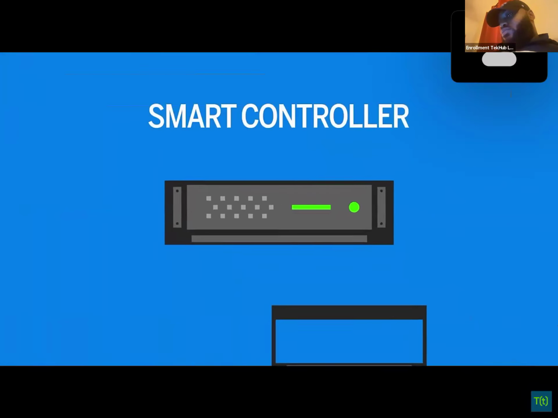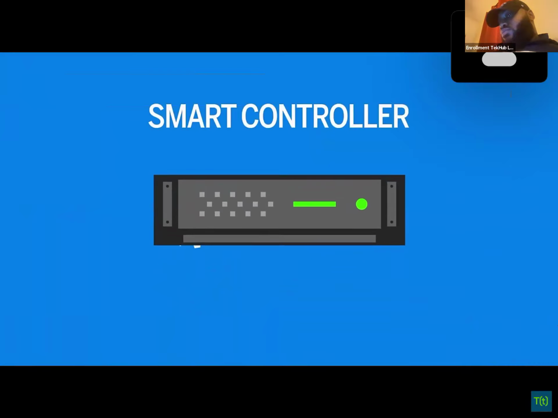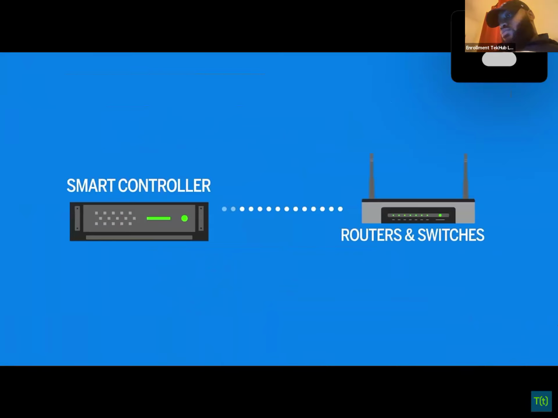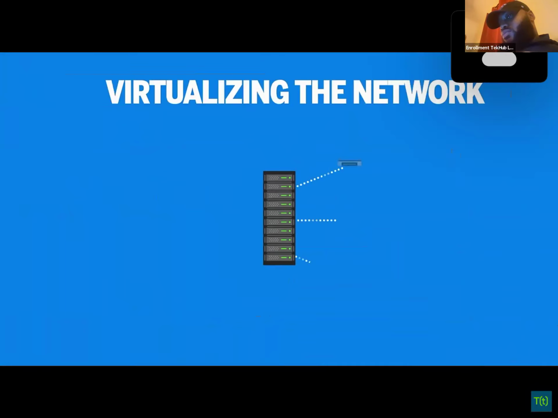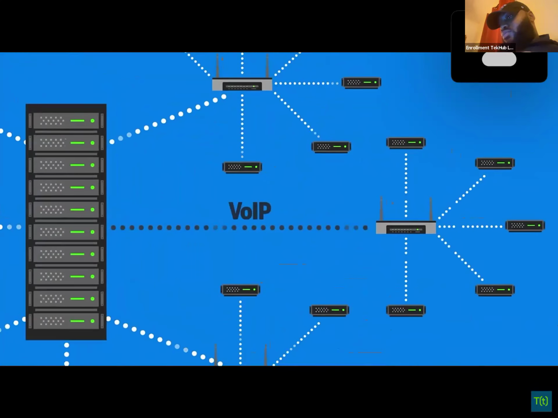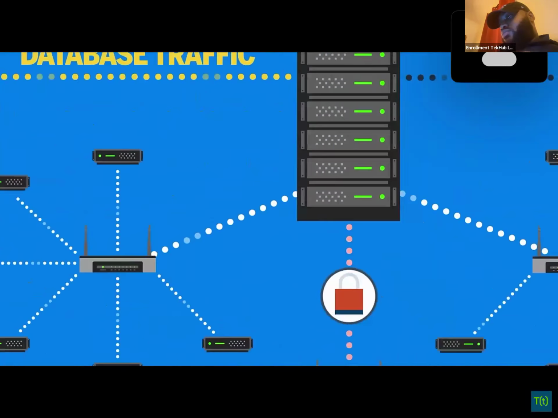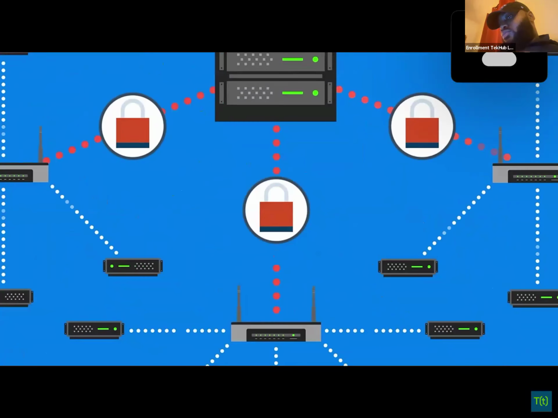There is a smart controller running specialized software that manages all network traffic in the data center, and a series of routers and switches that forward packets of traffic. Virtualizing the network comes with advantages. Networks can be spun up and down dynamically, they can be fine-tuned for specific application use cases, and security policies can be installed on each individual network.